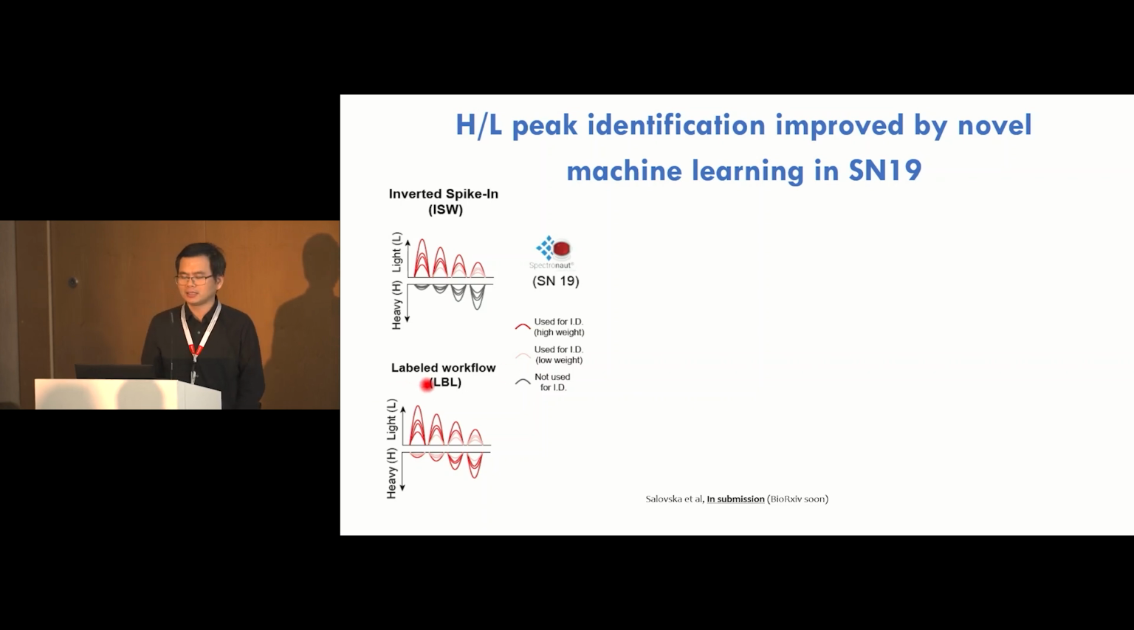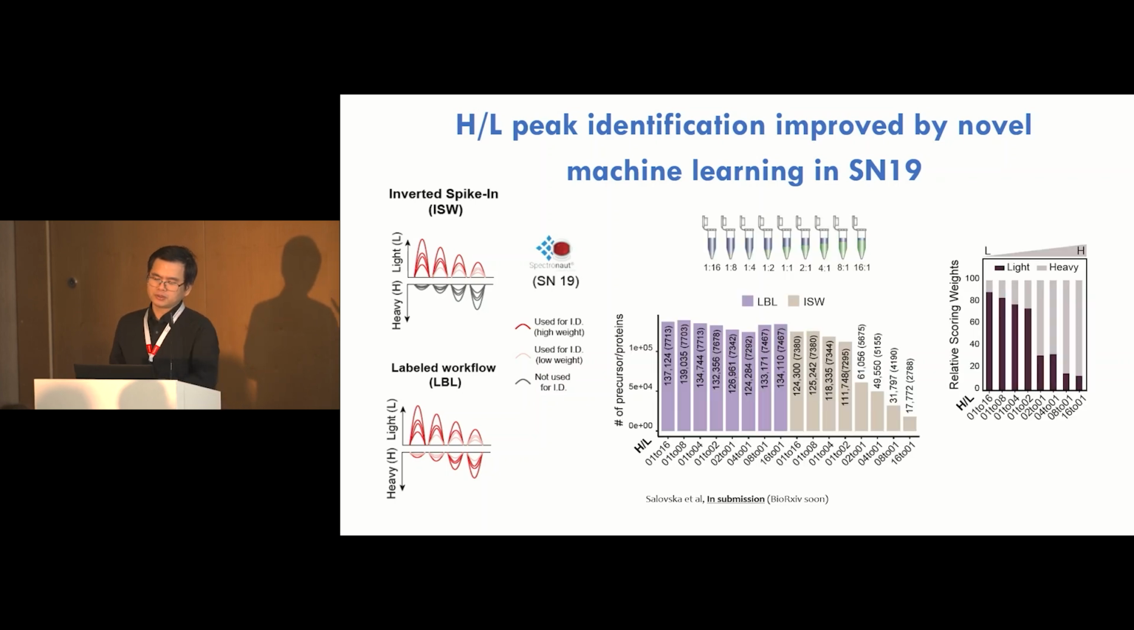So basically, the idea is that in this labeled workflow, you can dynamically consider both the heavy and the light channels for the peptide detection. And with the improved machine learning, we just want to gauge the identification performance here. So we used a 2-channel standard experiment by the heavy and the light versions for a cell line digest. So this is a 2-channel standard experiment.